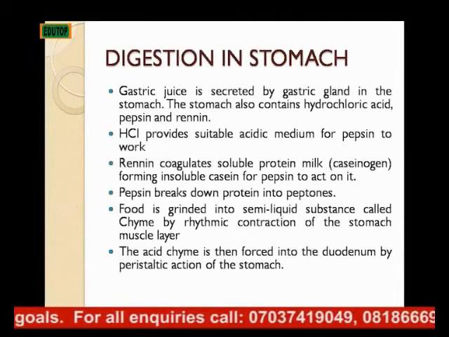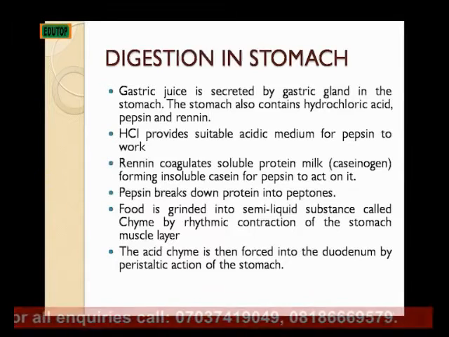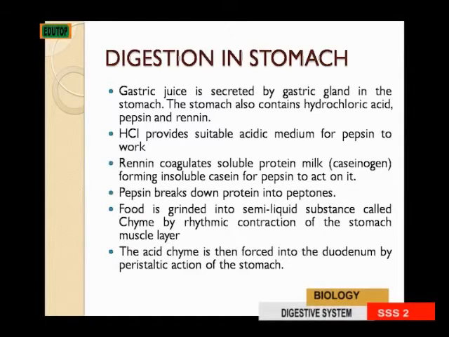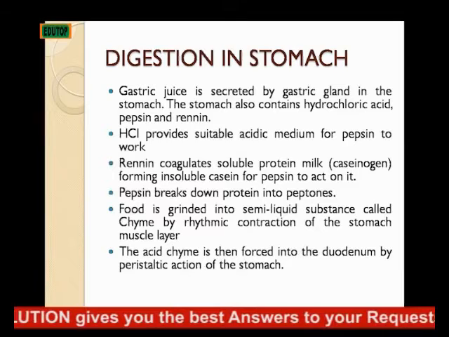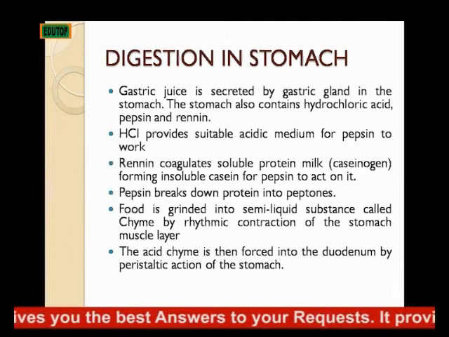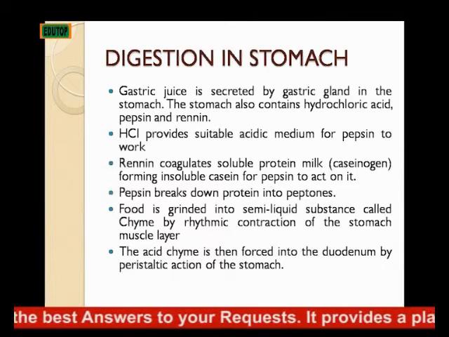Then the renin coagulates soluble protein in milk to form insoluble casein for pepsin to act on. So renin acts on milk. It coagulates the soluble protein in milk, while pepsin breaks down protein into peptones.